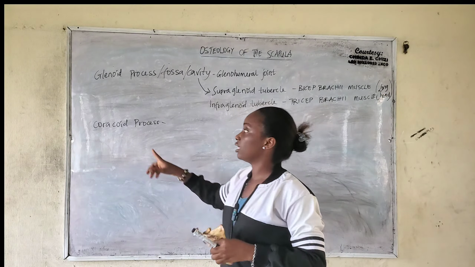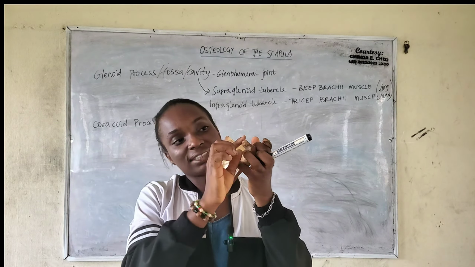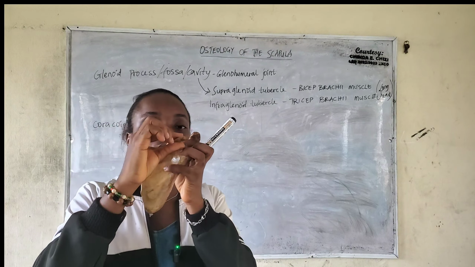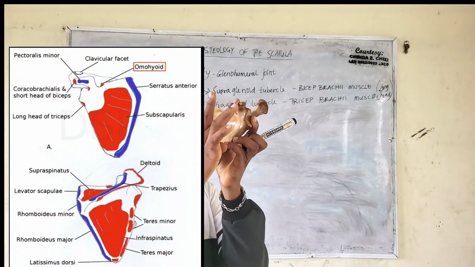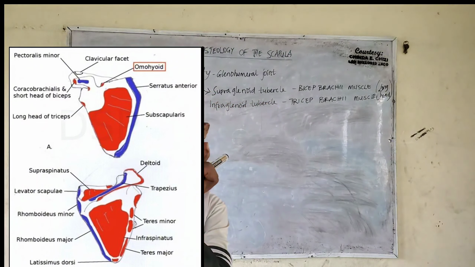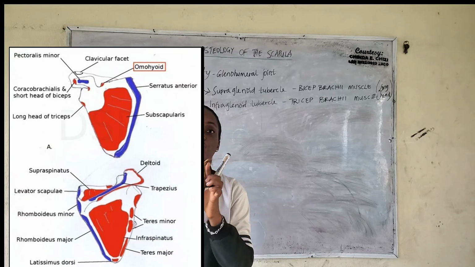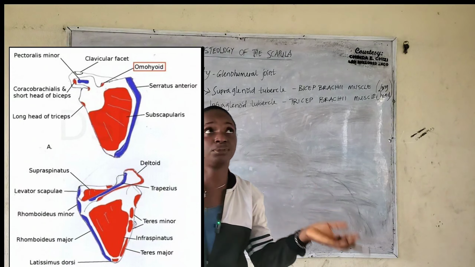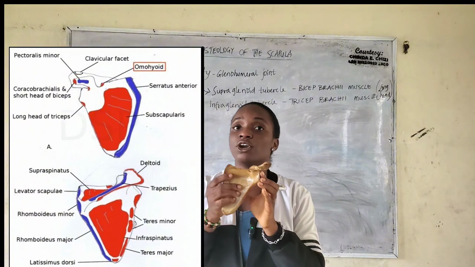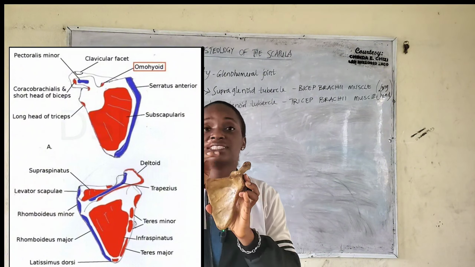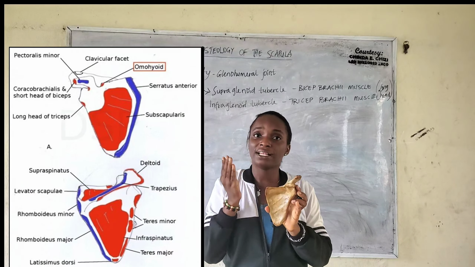Now, to the next, which is the coracoid process. The coracoid process is this big hook-shaped structure on the scapula. We find it anteriorly, sorry. Look at it. This structure is called the coracoid process. It is hooked shaped, so anyone can easily remember it. That's the coracoid process. Now it serves as attachment to some important muscles of the upper limb.